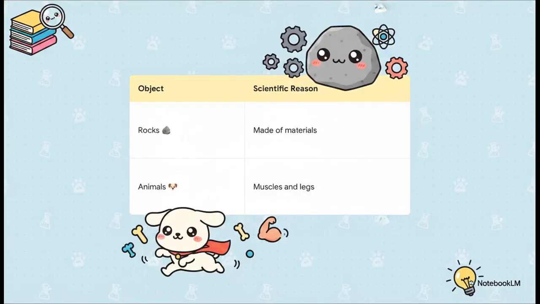Think about a rock. It's a non-living object, and it's super hard. But why? Well, it's because of the specific materials it's made of. And what about animals like dogs? They run and jump, right? They don't just float in the air magically. The scientific reason they move is because they have specific body parts, like muscles and legs. There's a brilliant scientific reason for both.